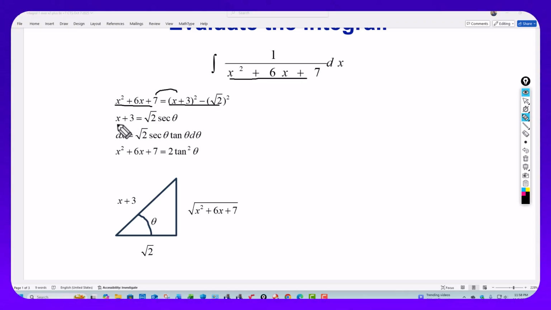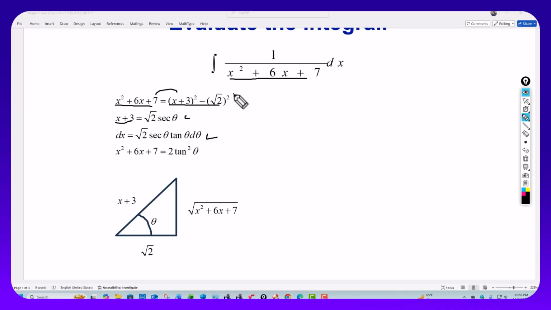So here, like I said, u is equal to a secant theta. That's the substitution. In this case, this plays the role of u. x plus 3 is equal to the square root of 2 secant theta. And then this right here we got simply by taking the derivative of this right here. Derivative of x plus 3 is dx. Derivative of secant is secant theta tangent theta d theta, and of course the square root of 2 comes along for the ride. So you have it there.